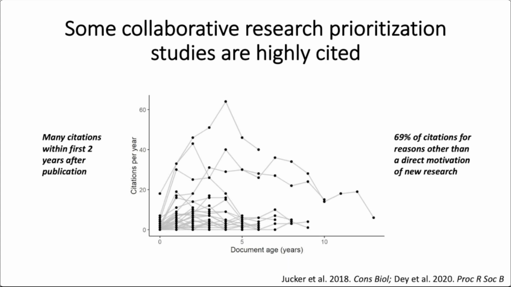In addition to that, there's a recent paper by Jucker et al. that directly looked at the citations of one of the more influential collaborative research prioritization studies. And what they found was that 69% of the citations of that study were for reasons other than a direct motivation of new research. And so this, I think, is further evidence suggesting that while these studies are highly cited, they're not necessarily being cited as a motivator for new research that contributes to the conservation evidence base.